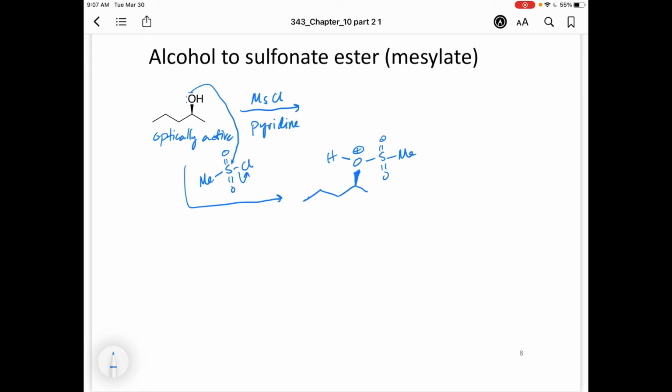Now we can take our pyridine and deprotonate this very acidic proton to get to our desired mesylate. So this is a mesylate, Ms. Now Ms is very different than Me. Remember, Me is a CH3 group. So this Ms is this CH3 bound to this sulfonate.